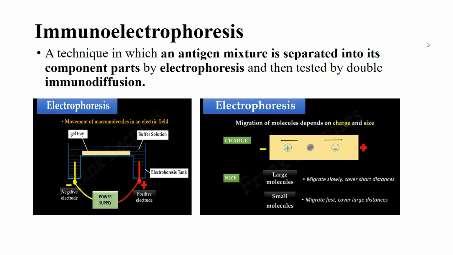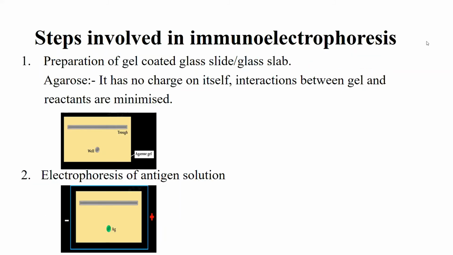And we all know that antigens are made up of proteins, and they have their own charges and their own size. So they can also migrate at different speeds and cover different distances. Let's see the steps involved in immunoelectrophoresis.